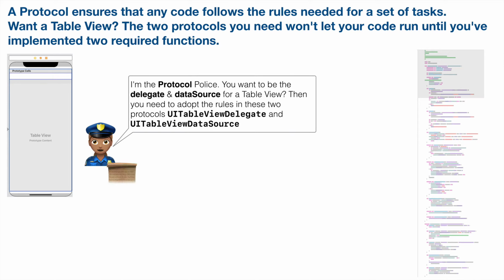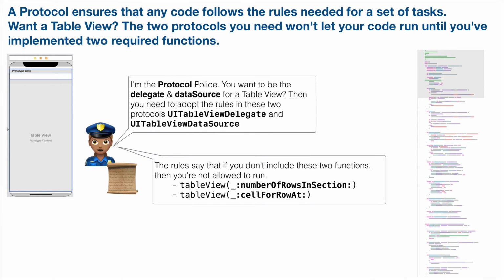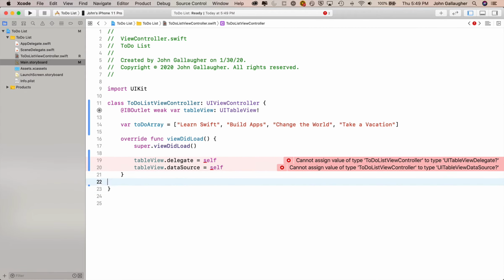Now I'll show you how we go ahead and adopt these two protocols. Xcode will then remind us that we need two functions, and it'll even offer to write the outlines of these functions for us too. Now, since this protocol is going to tell me I need to adopt some specific TableView functions, I'm going to organize them in a special place in my code. I'm going to create what's called an extension.